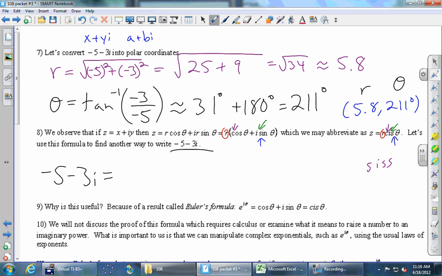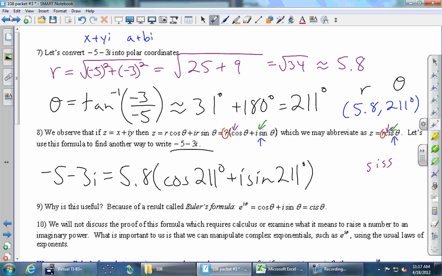It turned out that this was really r times, what was the r? It's 5.8 times the cosine of, what was the angle? It was 211, plus i sine of the angle, 211. Now it might look mysterious, but if you just type that thing into the calculator, you'll get the right answer. If you type in 5.8 cosine 211, you're going to get something really close to -5. You just type it in. And if you type in 5.8 sine of 211, you'll get something really close to -3. The i is a placeholder. It's just still sitting there. But we don't want to write all those symbols, so we really smush it down.